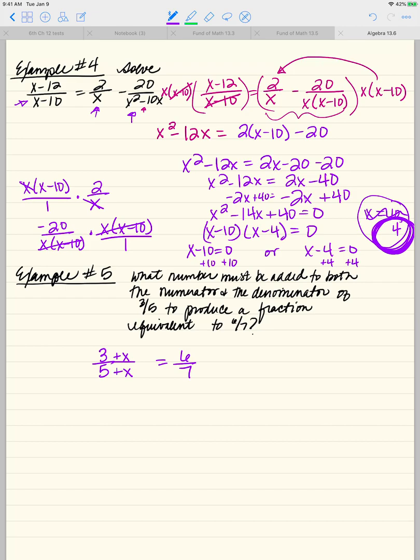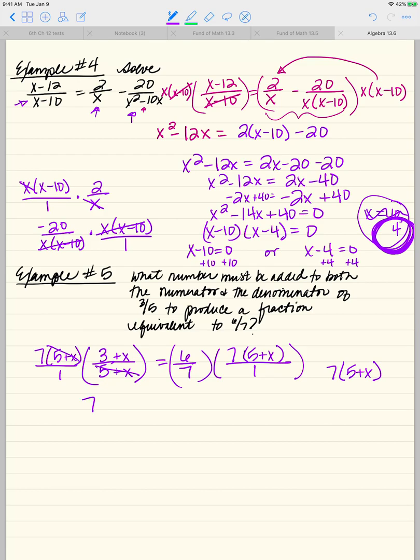How are we going to do that? We're going to multiply both sides by the LCD in order to clear our fractions. Our LCD in this case is going to be 7 times 5 plus x. So multiply 7 times 5 plus x. I'm just going to write it over 1 so we can see what's happening. 7 times 5 plus x over 1. Okay, on the left-hand side, 5 plus x is going to go ahead and cancel out. That's going to leave us with 7 times 3 plus x is equal to, and 7 and 7 over here are going to cancel out, 6 times 5 plus x.